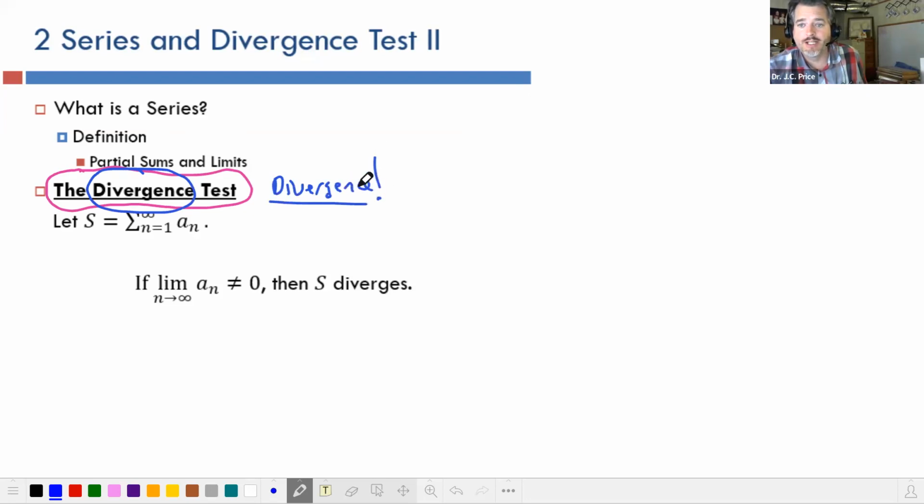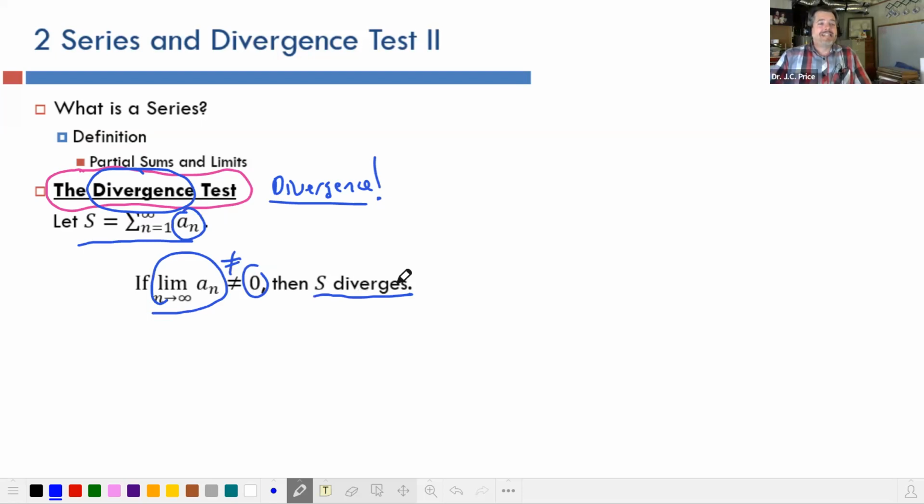So very important. This will never be a test for convergence. It's only going to test if the series diverges. And if the test doesn't work, it tells you nothing. Right? So if you can't apply the test, it may converge, it may still diverge. But if you have your series here, S, so there's my little series. If the limit as n goes to infinity of the terms in your series does not equal 0, then we can conclude that S diverges.